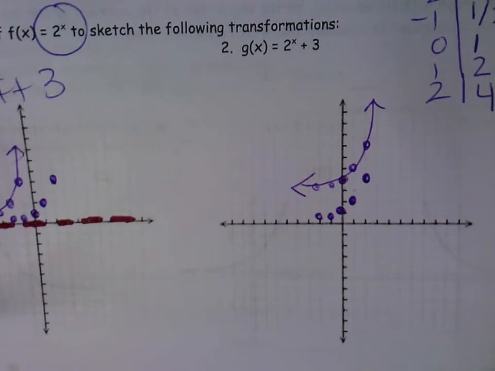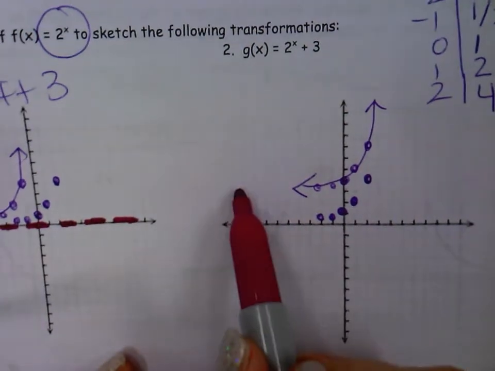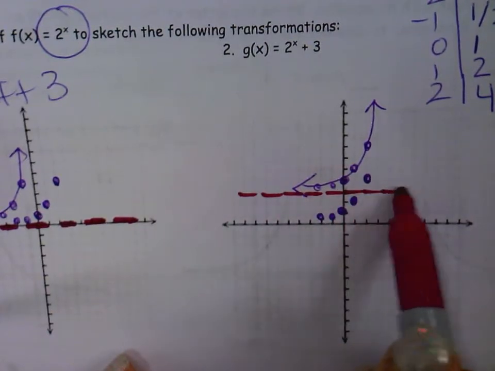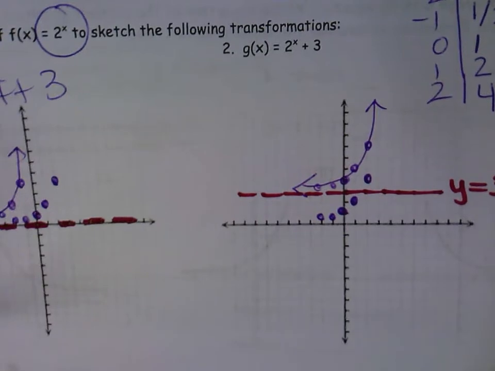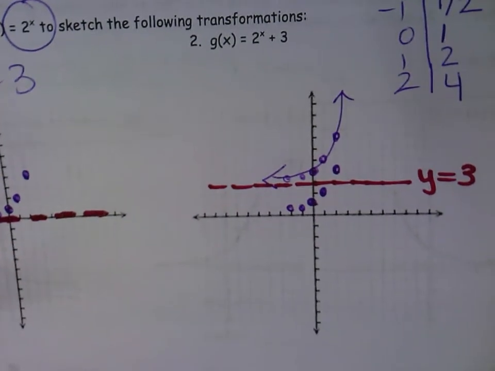And then if I shift it up 3, what's that going to do to my dotted asymptote? It's also going to shift it up 3. So your asymptote will now be at 3. So your dots should not go below y equals 3. If they go below it, you did something wrong. The intercept should now be at 4, because that's 1 above the asymptote.